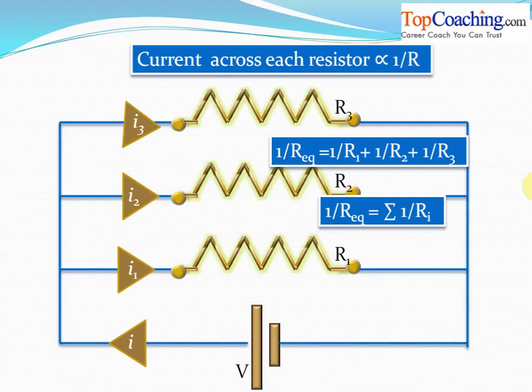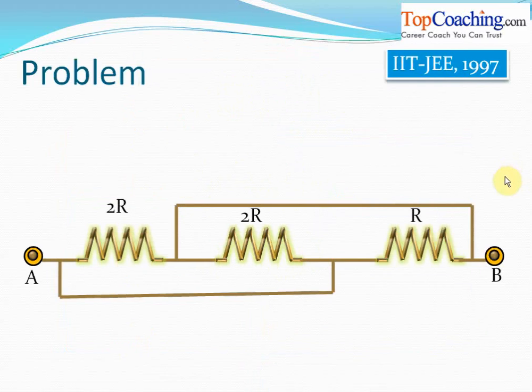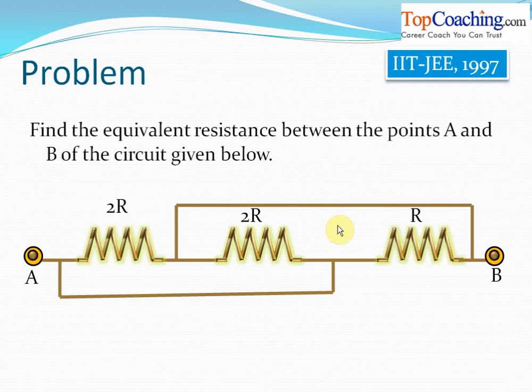So now we've studied a lot about resistances, resistivity, and so many other concepts. Let's finally get down to solving an IIT JEE problem. That'll definitely clear our head. Let's proceed. This problem was asked in IIT JEE 1997. From the picture of the problem itself, you can make out that this is something simple and interesting. Find the equivalent resistance between the points A and B of the circuit given below.